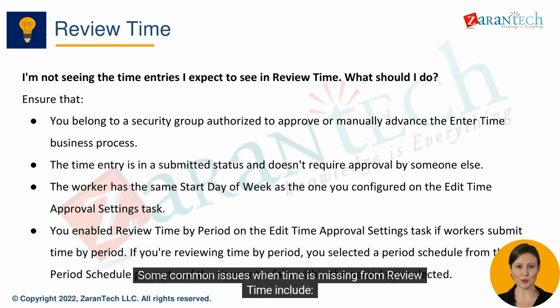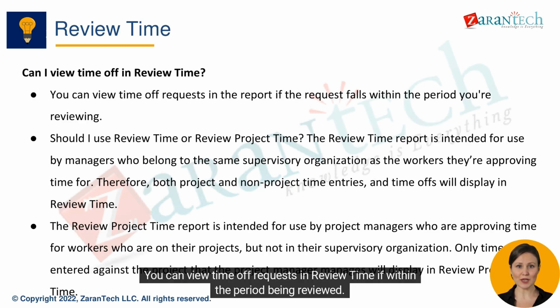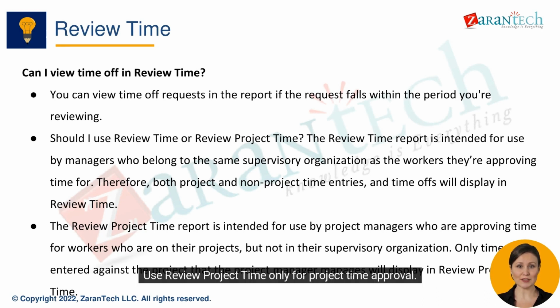Some common issues when time is missing from review time include lacking approval security privileges, time not in submitted status or requiring another approval, wrong start day of week configuration, time submitted by period but wrong period selected. You can view time off requests in review time if within the period being reviewed. Use review project time only for project time approval.